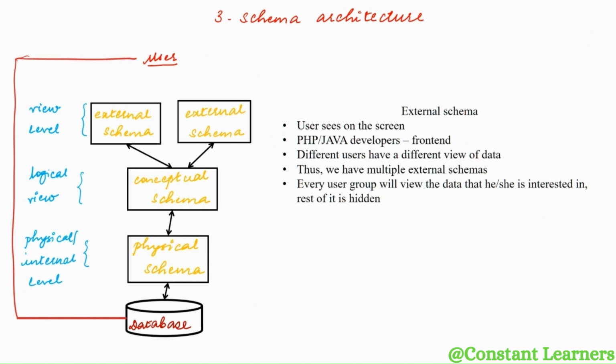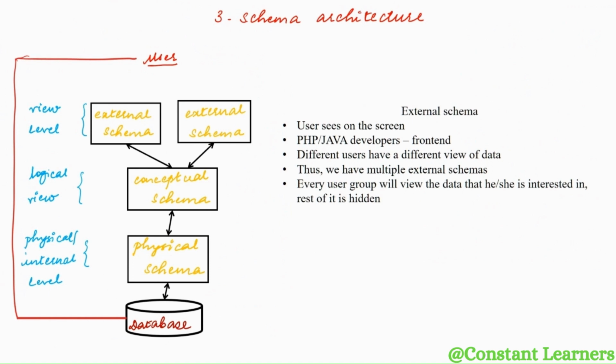Similarly, if we talk about WhatsApp, when we open WhatsApp, we can see the chats of the people that we have spoken to. We can see new contacts. We can look at the previous calls, the recent calls. We can view their statuses. So all of this, whatever we are seeing on the screen, is the external schema. It is something that the user sees on the screen. So the PHP or the Java developers, they work hard to create a front end for the user's view.